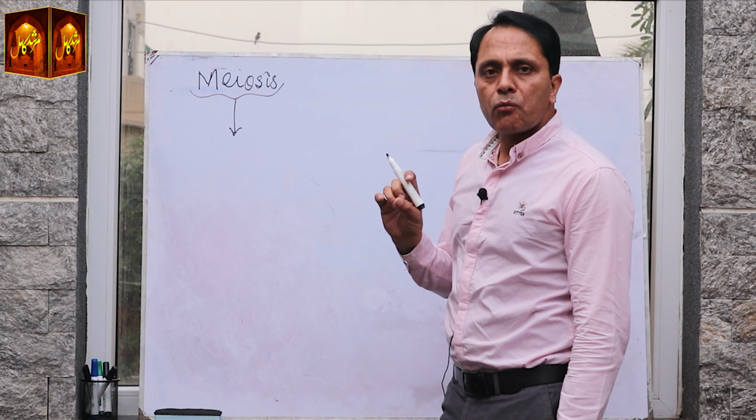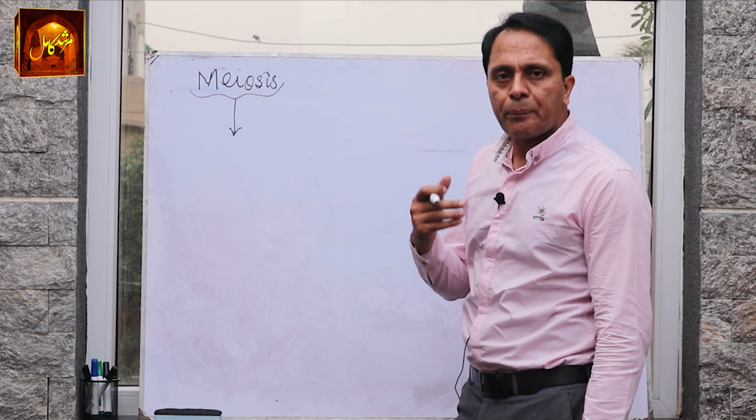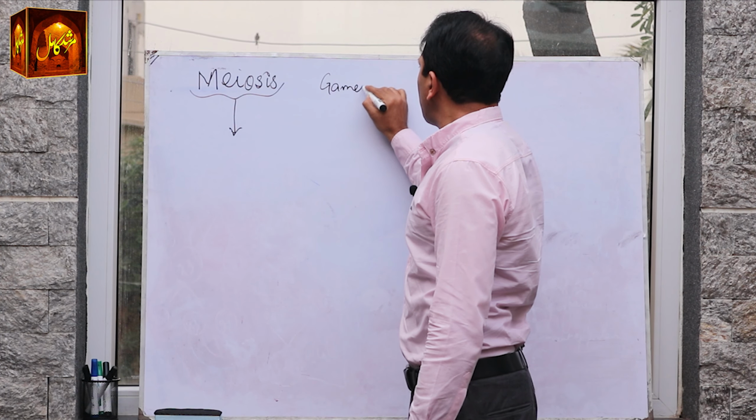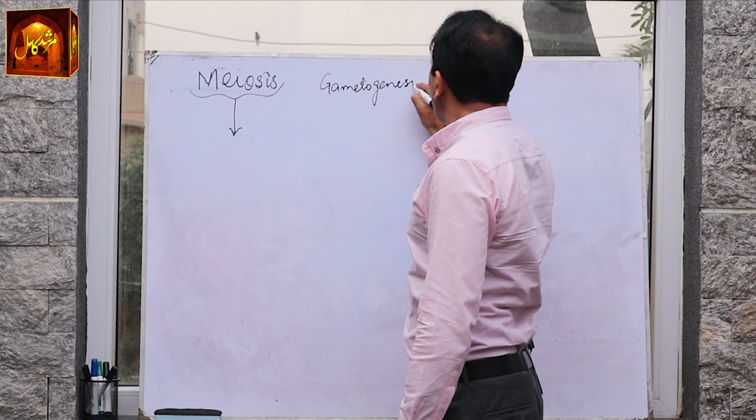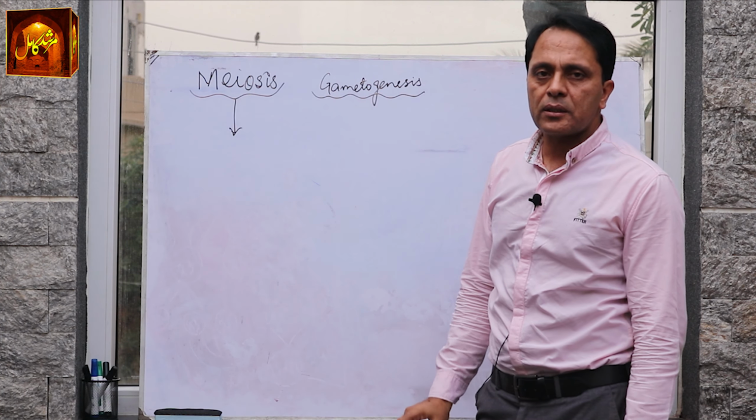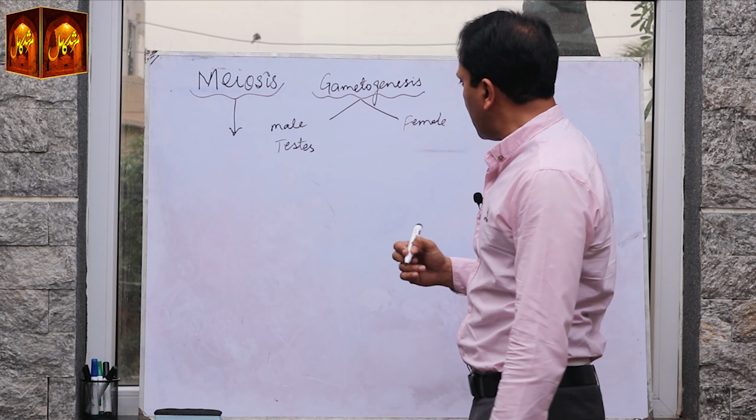What process is actually involved in the formation of gametes? That process is called gametogenesis. During this process of gametogenesis, gametes are formed. This process occurs both in male and female. In male, this process occurs in testes, and in females, this process will occur in ovaries.